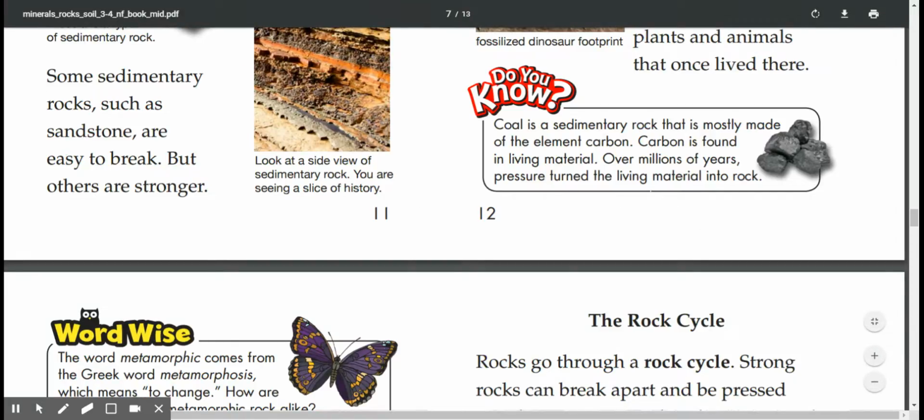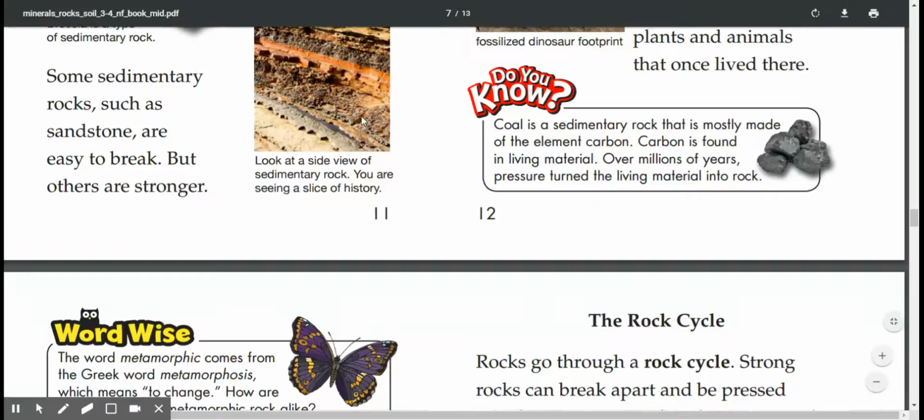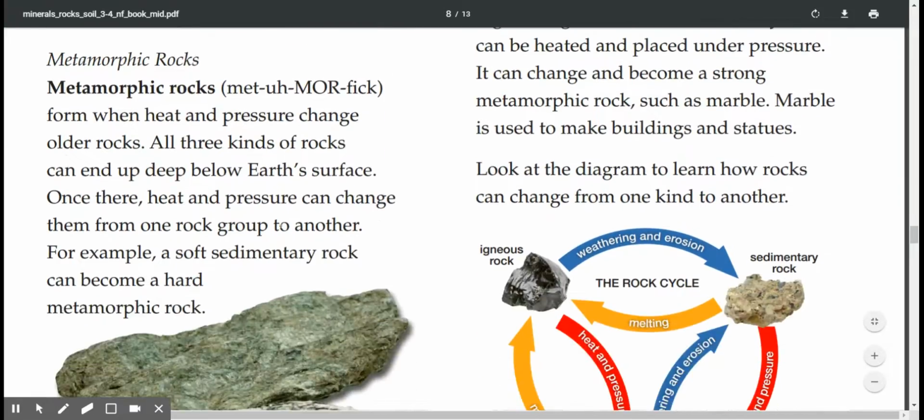Millions of years, guys. All right, so if you drop a rock on your foot, it's not going to turn into coal. I promise. So this takes millions and millions of years, and that's why people are so worried about using up all the coal on the planet, because we can't really make more very easily, and it takes millions of years for it to form. All right, moving on.